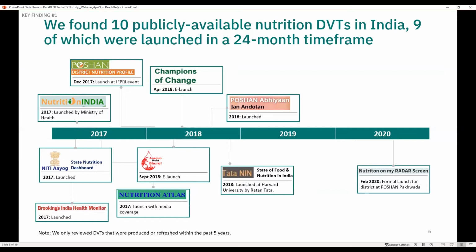And around the launch of Poshan Abhiyan, if you notice, in 2018, 3 DVTs supported by government departments were launched. For example, Jan Andolan Dashboard, Anemia Mukt Bharat Dashboard, Niti Aayog Champions of Change. So it clearly reflects the demand and the need of nutrition data in a visualized world in India.